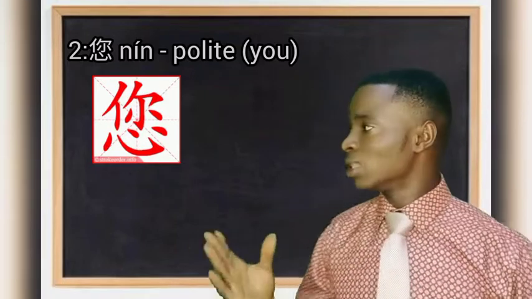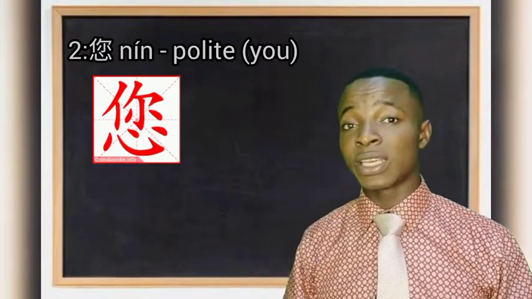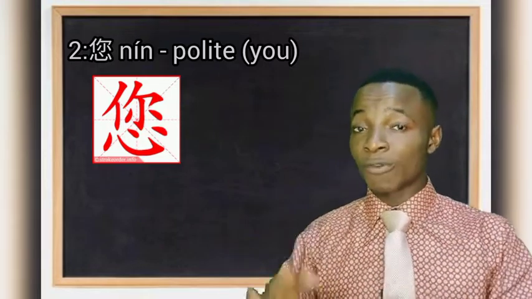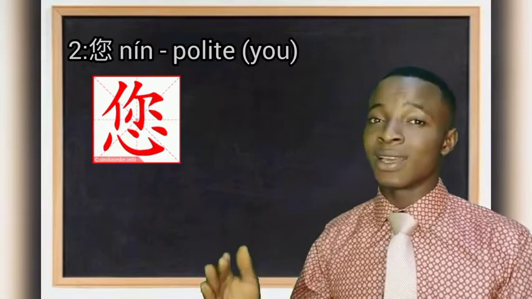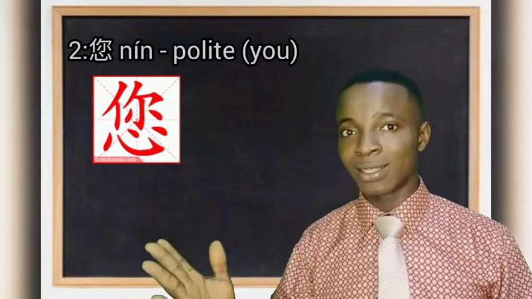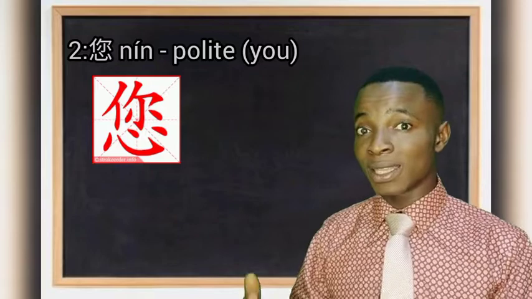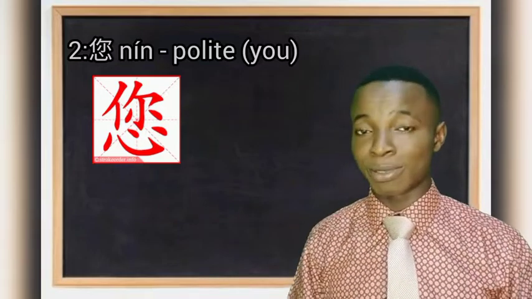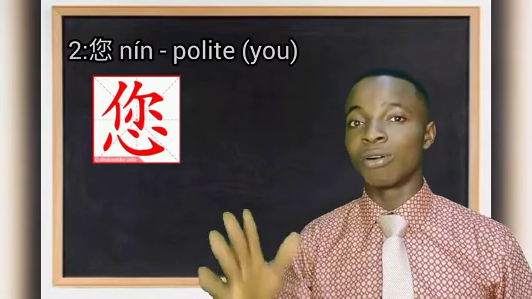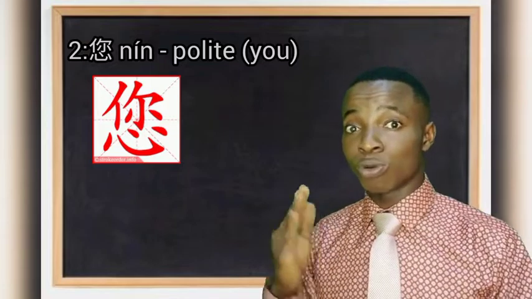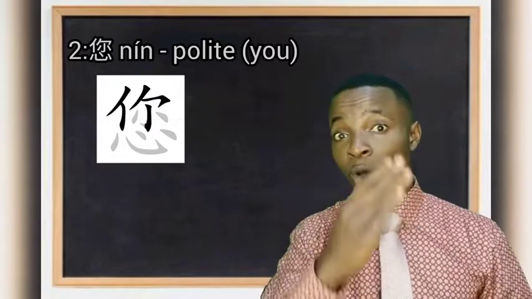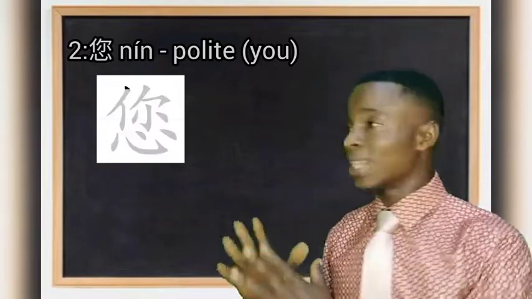This character is a polite way of saying you in Chinese language. You remember in our previous video, we said that the formal way of saying you is ni, while the polite way of saying that is nin. So if you want to say hello in a polite form, you can simply say nin hao, while in a formal form, you can say ni hao. The only difference is their sound and also the writing.